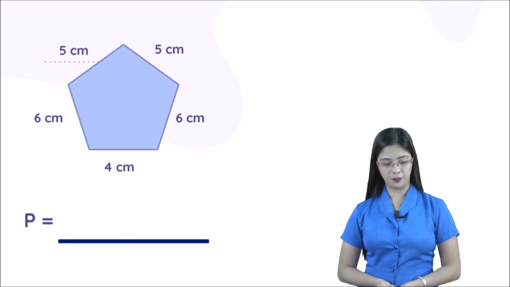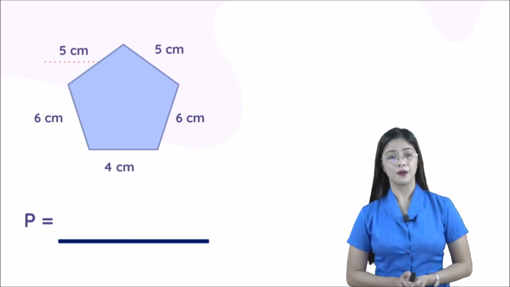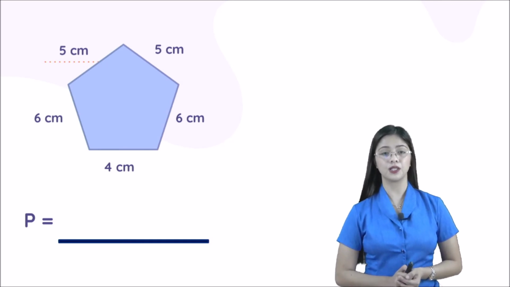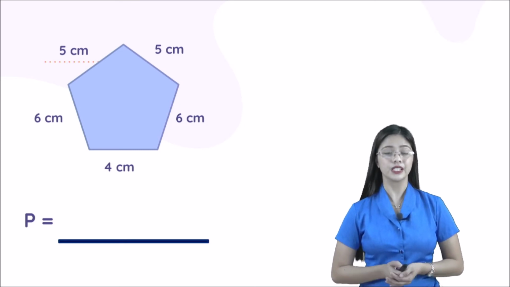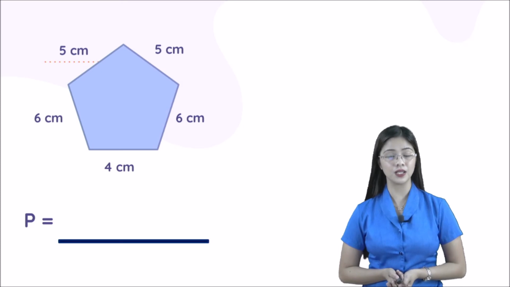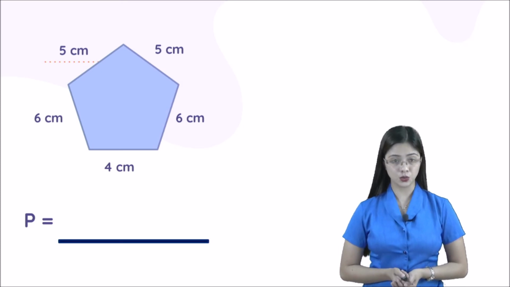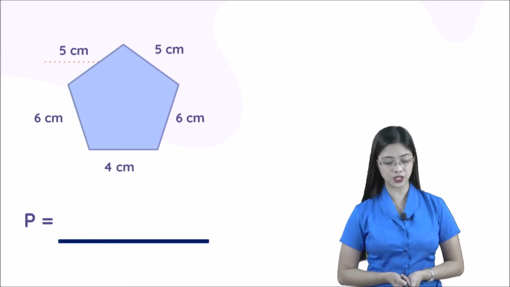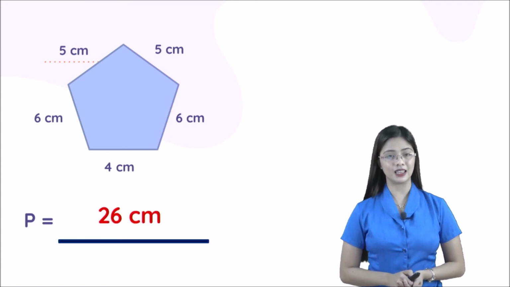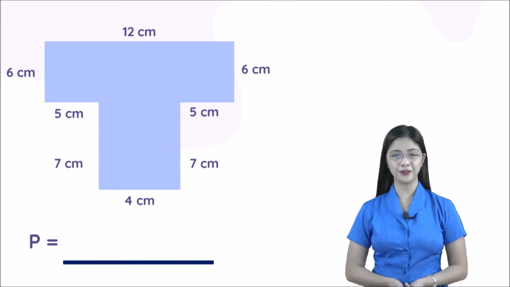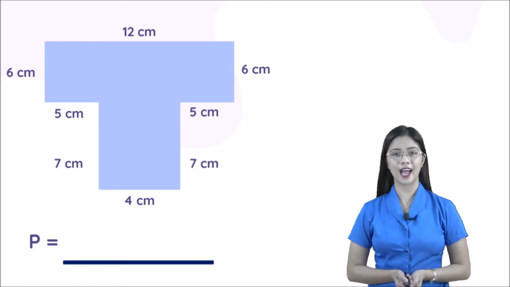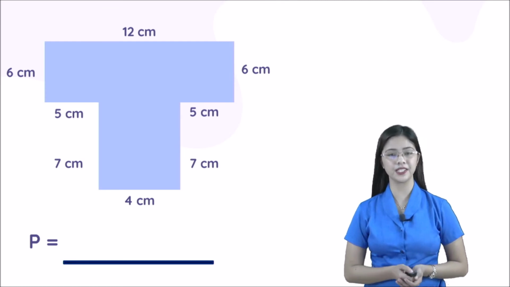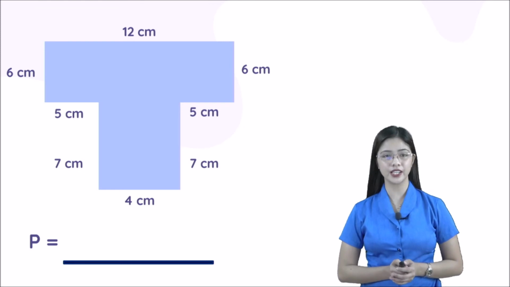For the next number, kindly add 5 plus 5 is equal to 10. 6 plus 6 is 12. So 12 plus 10 is equal to 22, plus 4. So 22 plus 4 is equal to 26 centimeter. Okay, for the next number, kids, kindly add all of the numbers that you can see around the polygon.